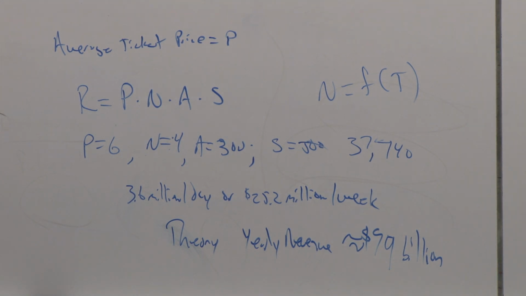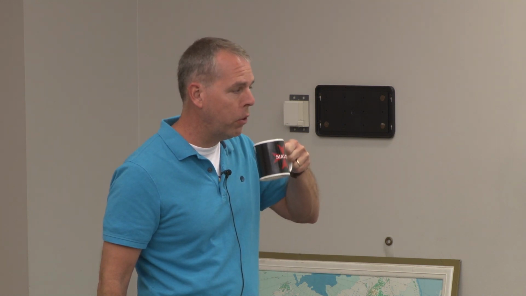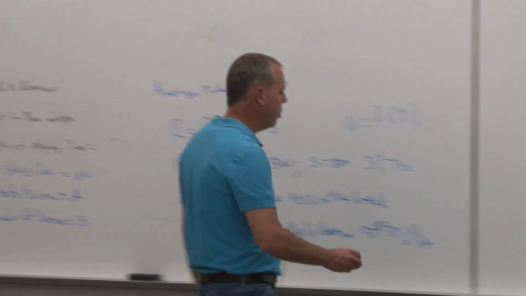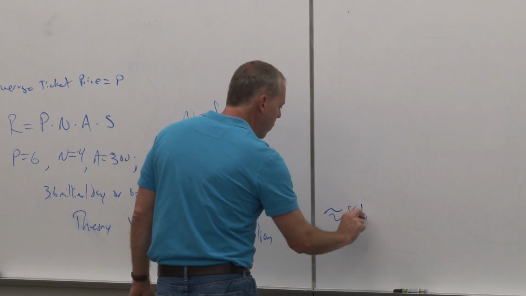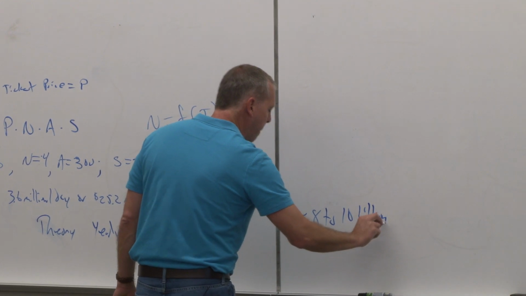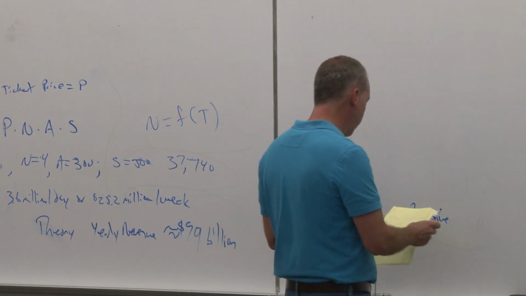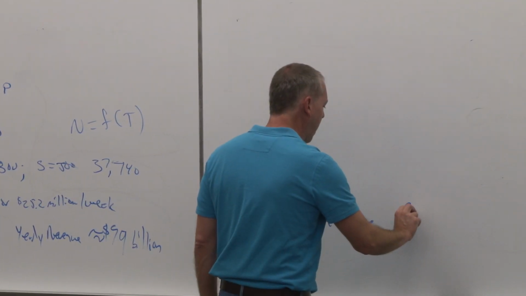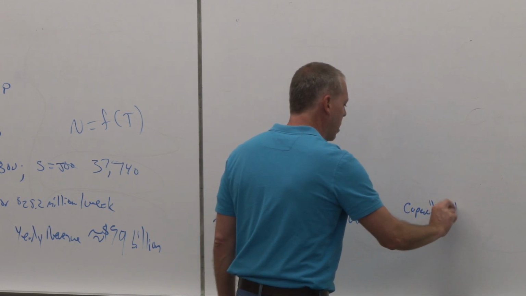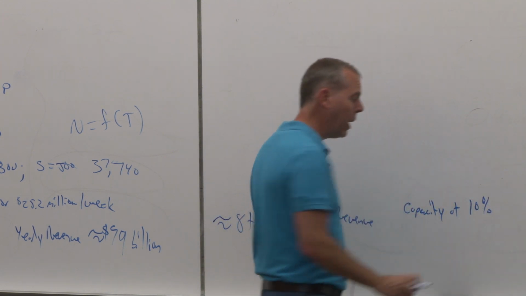You can think of this as what they could be making if they were selling all of the seats in all of the screens, showing 4 movies a day at a price of $6. But their real numbers are in the 8 to 10 billion range in revenue. Interestingly enough, what this says is that you've got capacity utilization of approximately 10%.